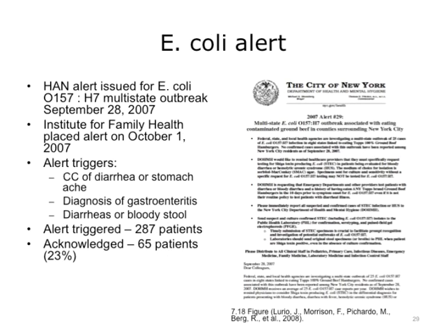This slide shows one last example of a CDSS alert created by the Institute for Family Health based on an outbreak associated with contaminated ground hamburger meat in 2007. The alert was triggered by a chief complaint of diarrhea or stomachache, or if the treating provider entered any one of the 3 gastroenteritis variants, one of the 4 diarrhea variants, or melena/bloody stool into the diagnosis section of the chart. The alert was triggered on 287 patients and was acknowledged in 65 patients, 23% overall.